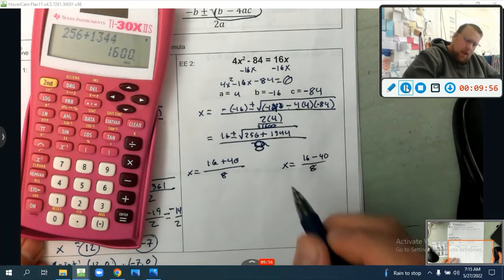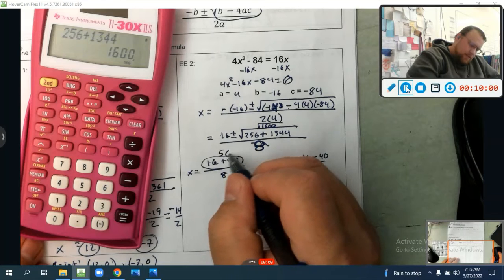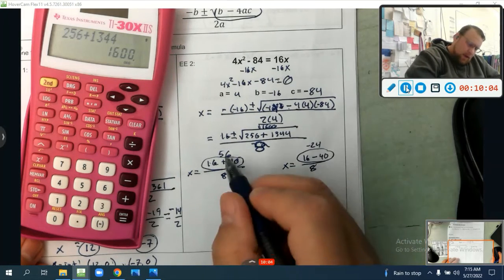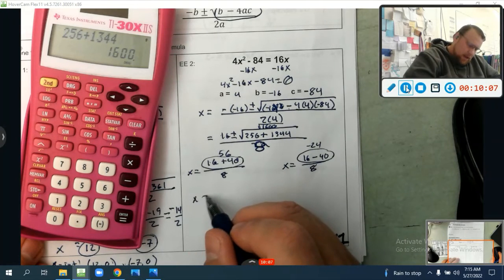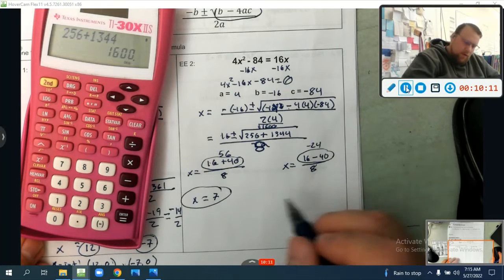What's 16 plus 40? That's just 56. 16 minus 40 is negative 24. What's 56 divided by 8? That is x equals 7. Boom. Over here, I have negative 24 divided by 8. That's x equals negative 3.